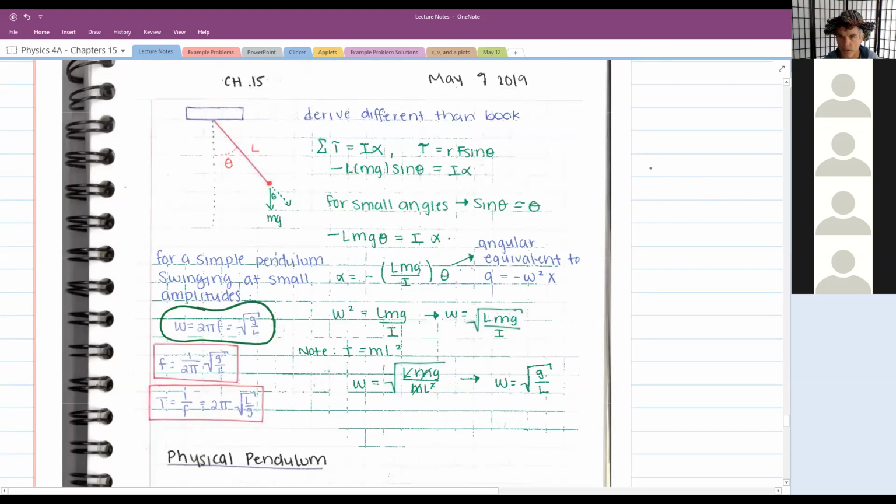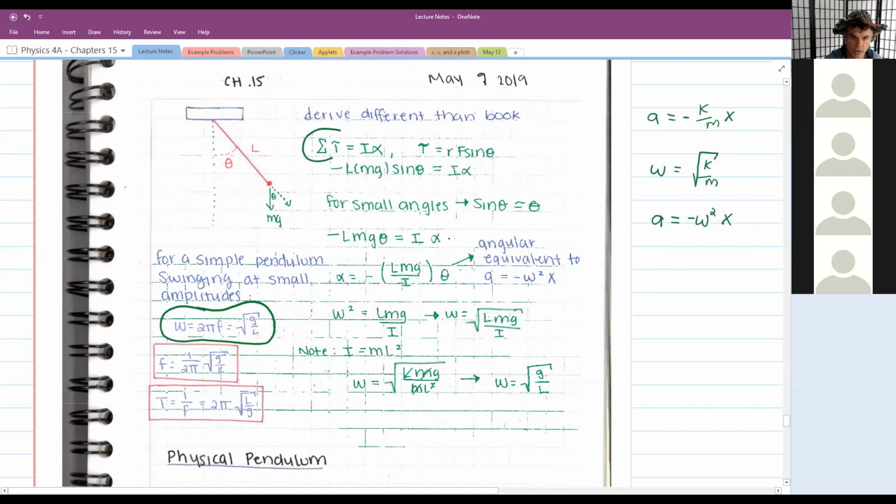Remember, for our spring mass system, omega is the square root of k over m. And we kind of got that because acceleration was equal to negative k over m times the position. And that's really the hallmark of simple harmonic motion: acceleration is some constant, which ends up being omega squared, times the position.